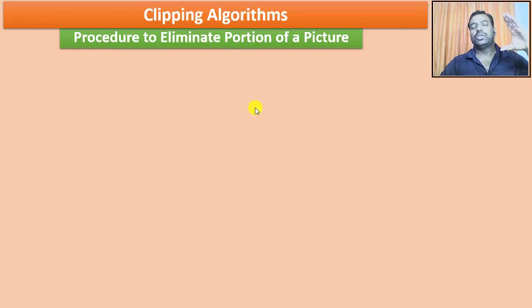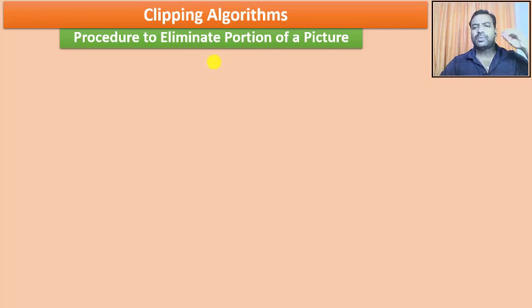That is, the object which you want to visualize will be displayed in the viewport, and whichever object is outside the viewing window, we will clip out those objects from the scene. That is, we are going to eliminate those portions. That is what we mean by a clipping algorithm: the procedure we follow whenever we eliminate a portion of a picture.